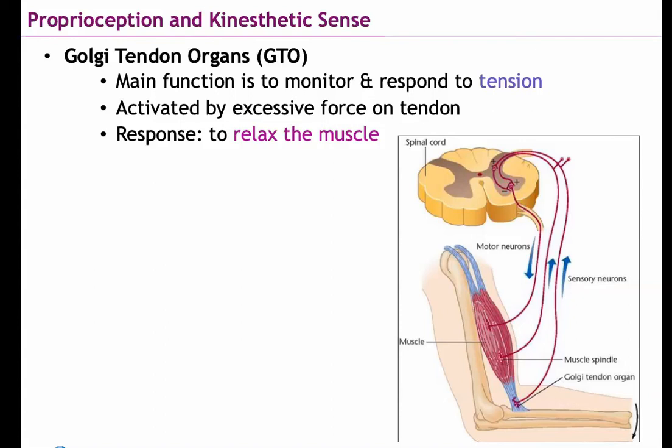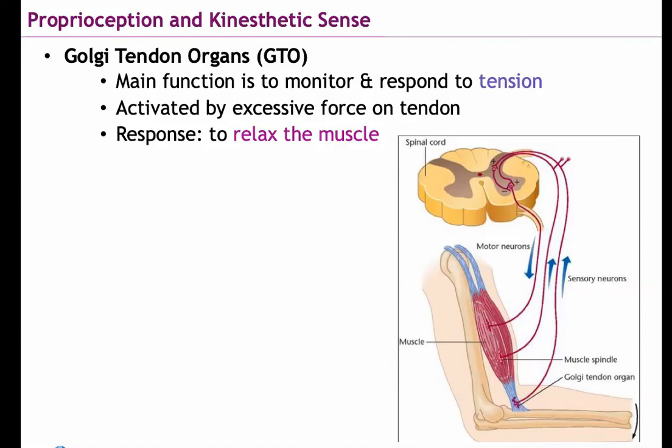Let me just show the process first. We see GTOs down here, and then the muscle spindles on the inside. Let's say there's a lot of tension or force placed on a joint. Well, then the GTO is going to fire, and it sends the sensory neuron to the spinal cord, where it's processed, and then it sends a motor neuron back to that same muscle, and that's going to cause the muscle to relax. Because the muscle's already tight, there's a lot of tension on it, it causes the muscle to relax.